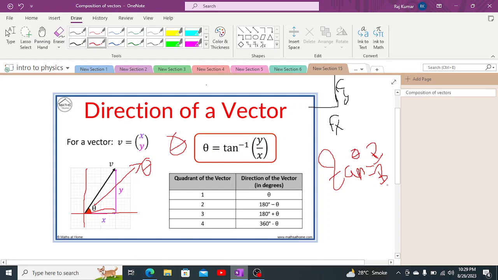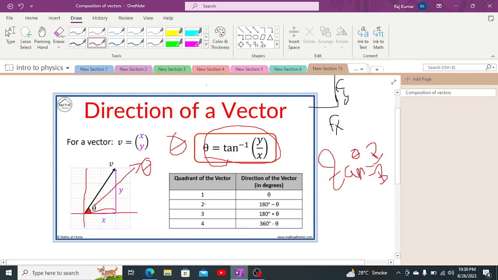So when fy upon fx, it will cause the tan to move to the other side, so theta is equal to tan power minus 1 of fy upon fx, or we can also write it as theta is equal to tan power minus 1 of y upon x.